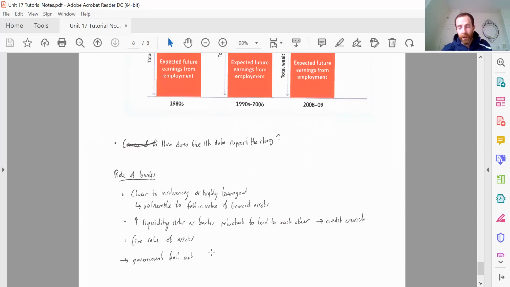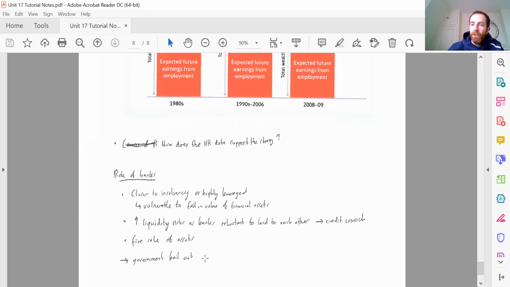And so the only real solution to this was for the government to step in. And the government stepped in. We use the term bailing out the banks. So the central banks around the world essentially purchased lots of these toxic financial assets, got them off of banks' balance sheets, which was very, very helpful.